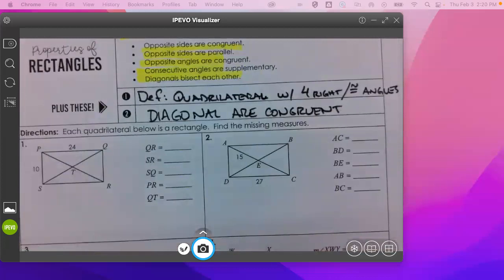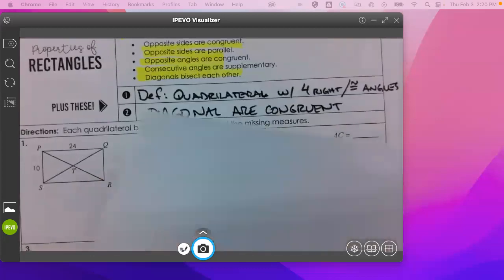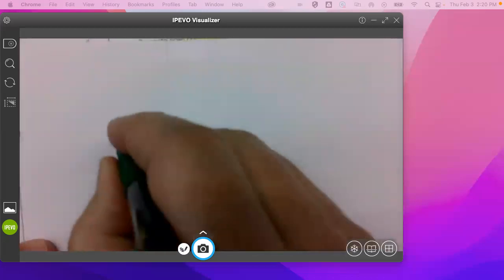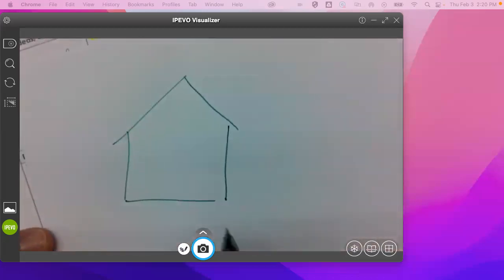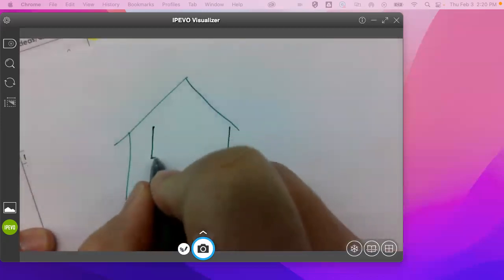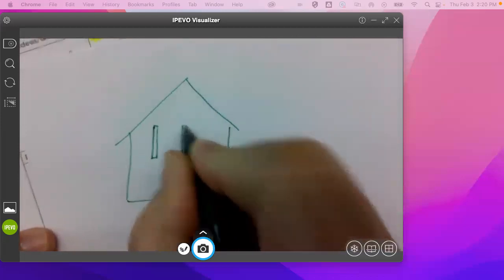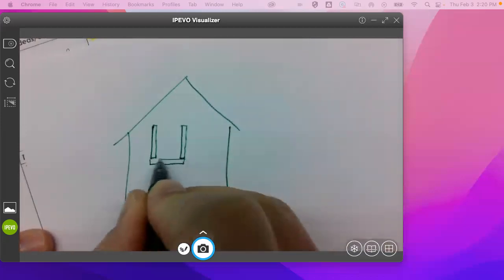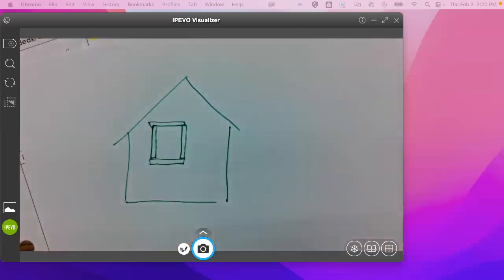Someone was asking me before class if I find geometry gets boring after teaching it so many times. And I wanted to share one little story about how this diagonals being congruent came into play. I was doing some work on my house and I was replacing some windows. And the contractor came in and said, okay, I'm going to put in a 3-foot board here and a 3-foot board here and a 2-foot board here and a 2-foot board here. And that way I know it's a rectangle.